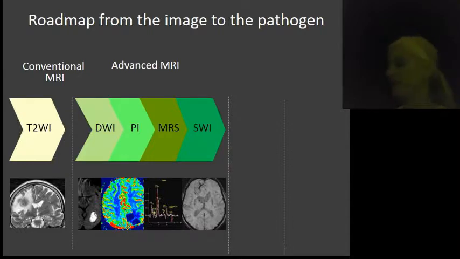The roadmap goes like this. If I have a patient, I will always go back first to the T2 sequence and see what the central part is looking like. Then you do diffusion, perfusion, whatever you want. Then you look like this.